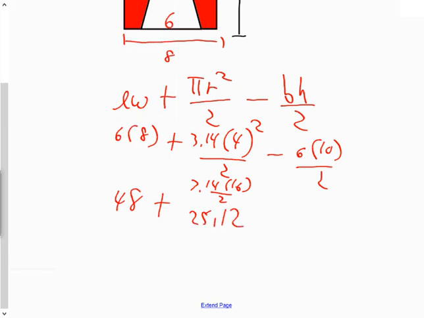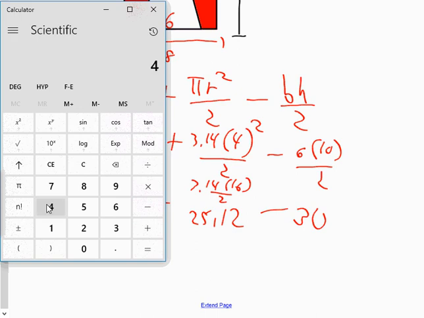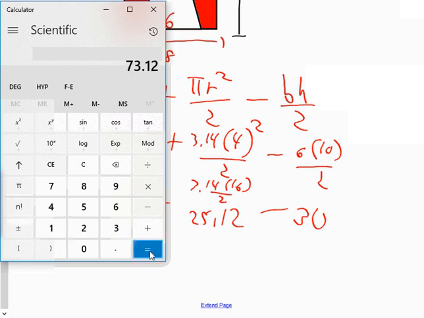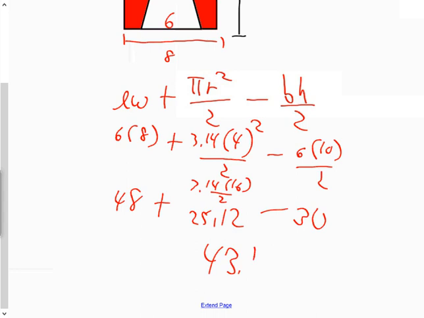25.12. Take away, what's half of 60? 30. So therefore, when I grab my calculator and go, what's 48 take away 25.12? Sorry, plus. That was supposed to be plus. Oopsie daisy. Okay, let's just clear this. 48 plus 25.12 equals, take away 30. The final answer is 43.12 square meters of surface area.